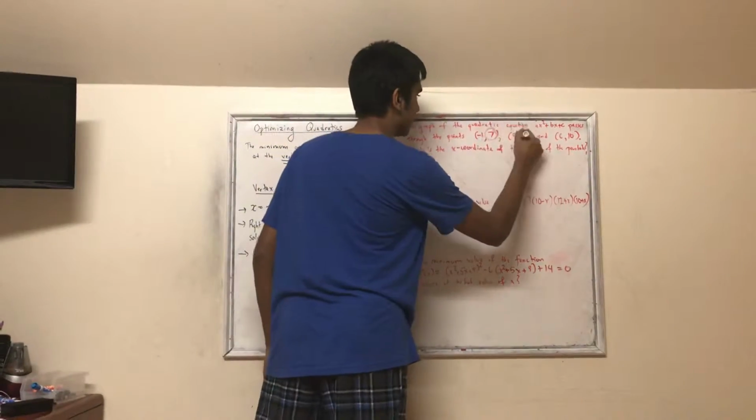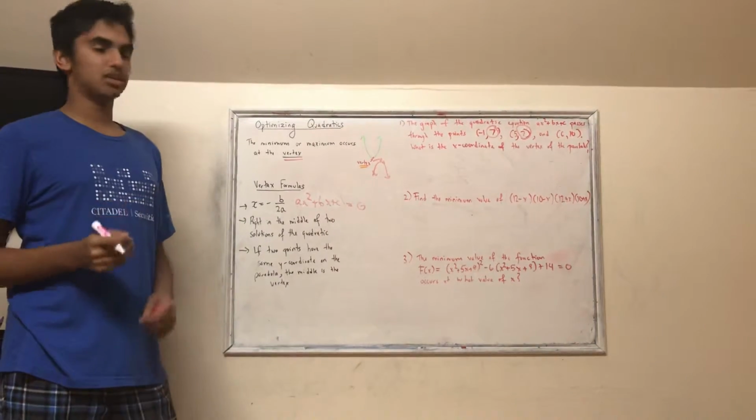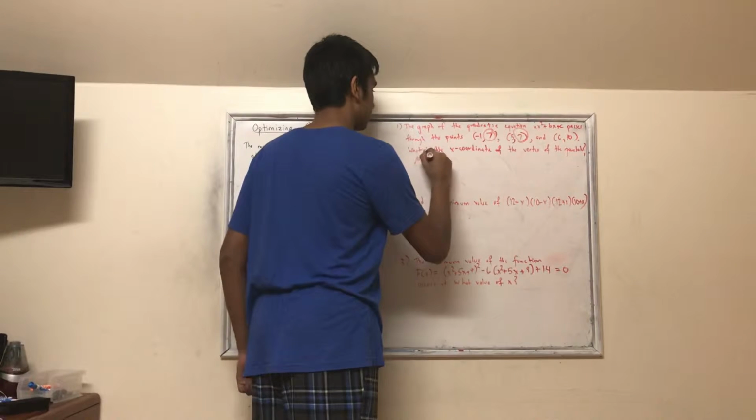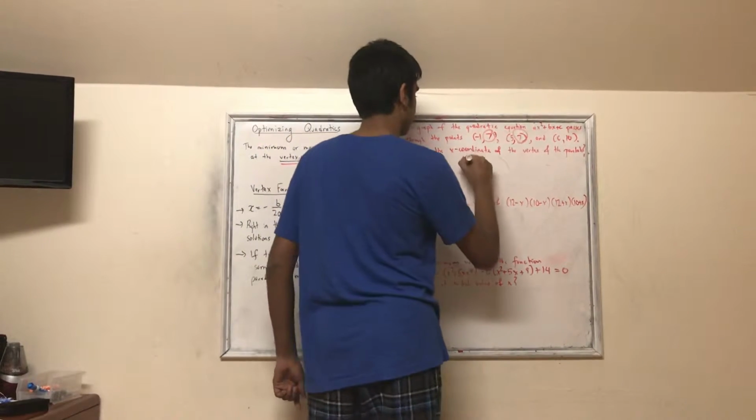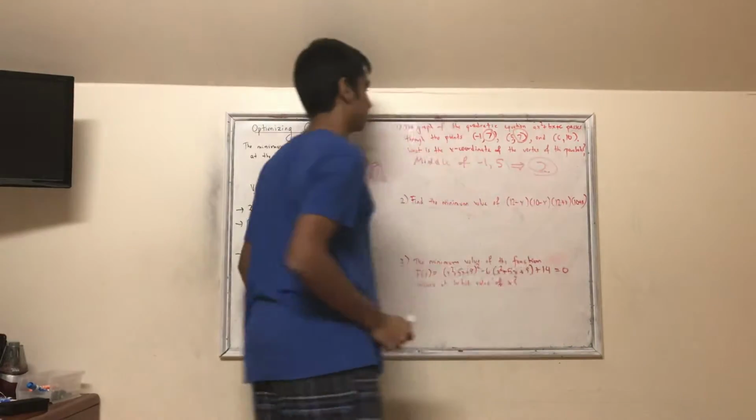Well, I see a 7 and a 7 here. Both of these are 7, so the x-coordinate of the vertex is going to be right in the middle of these two x-coordinates. So the middle of -1 and 5, that's just 2, and that's our x-coordinate.